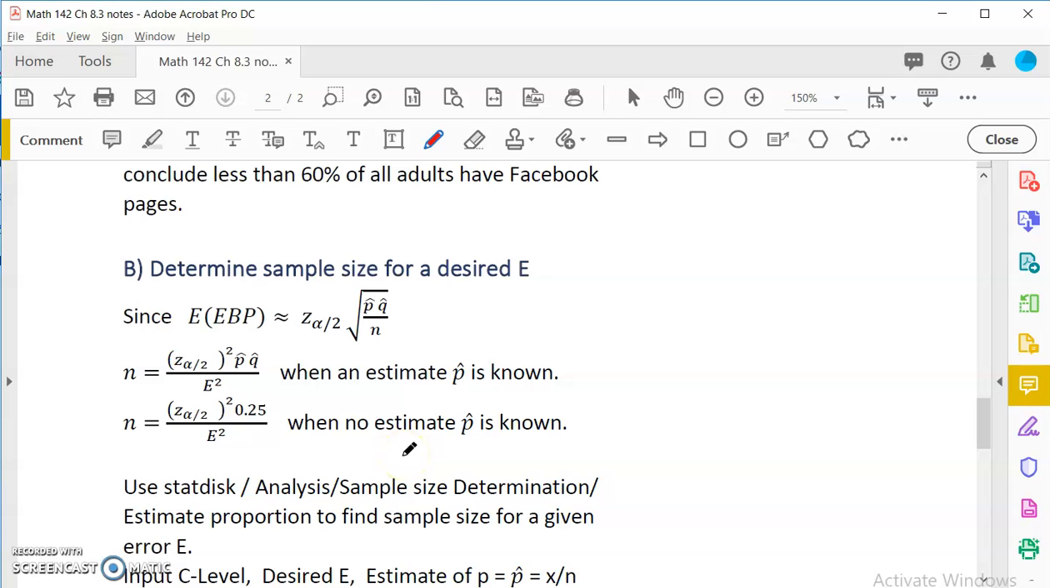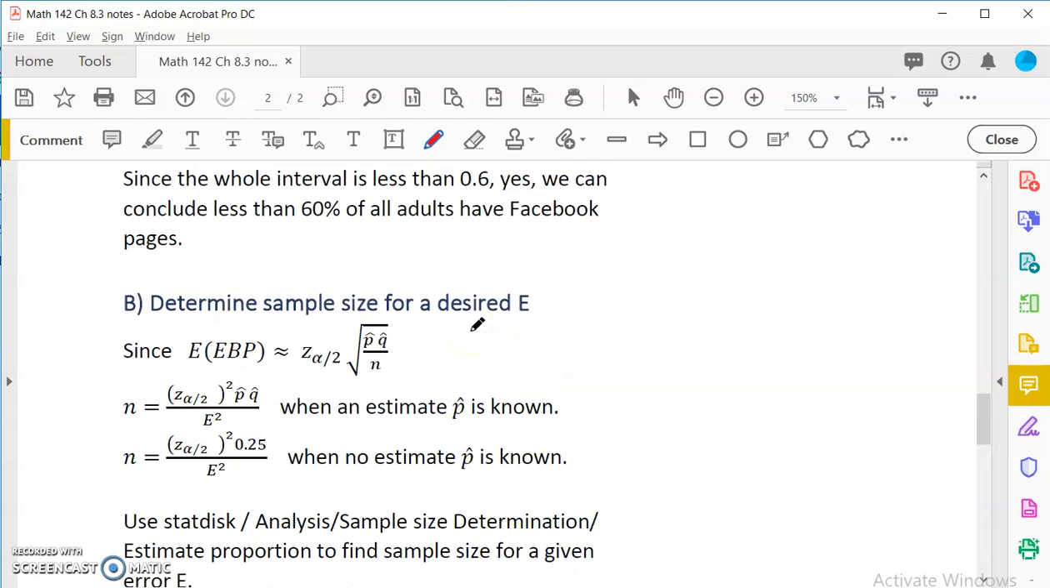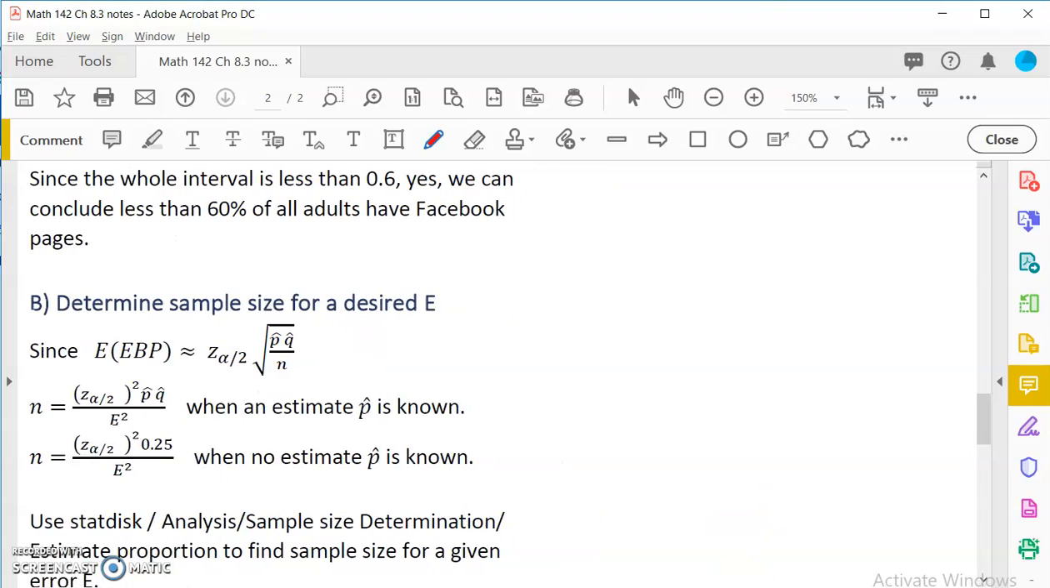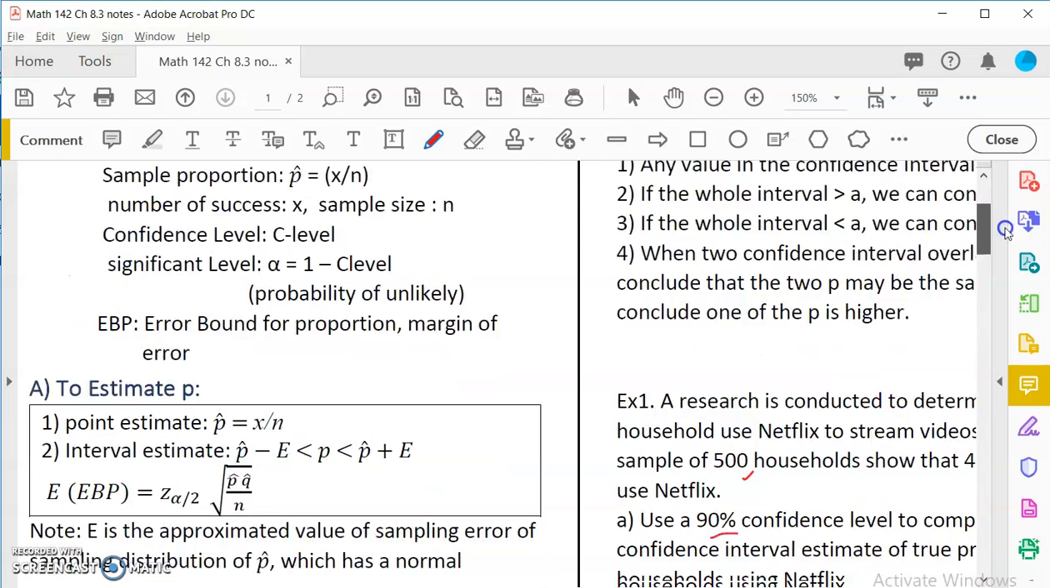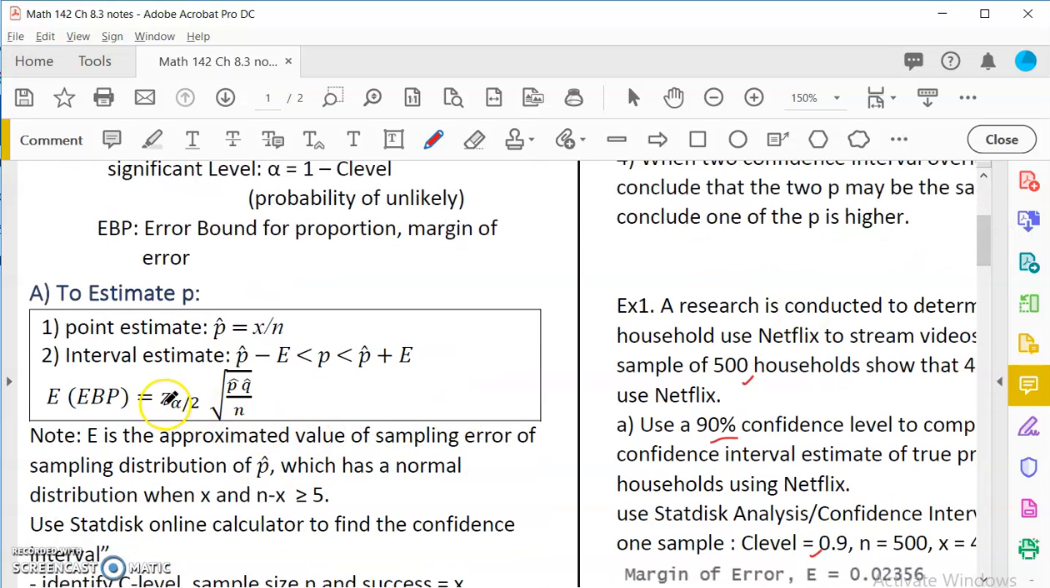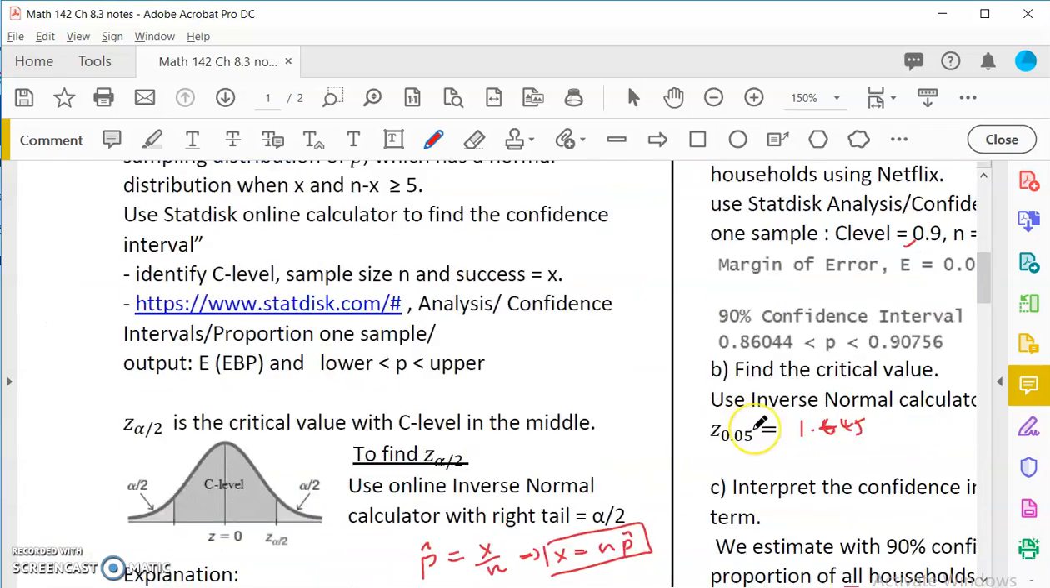The last thing we want to do, just like in 8.1, is this: if I want to restrict my error to a certain number, what sample size should I use? Okay, so remember the formula? We always go back to the formula we used to calculate the margin of error. It's z alpha over 2 times the square root of p hat q hat over n, right? So this is how we calculate it.